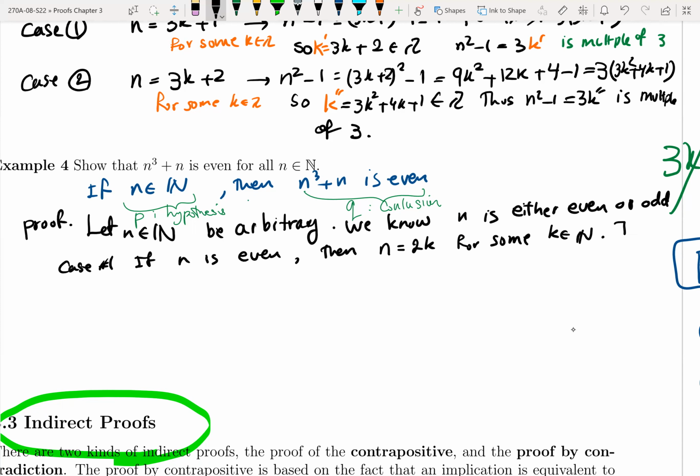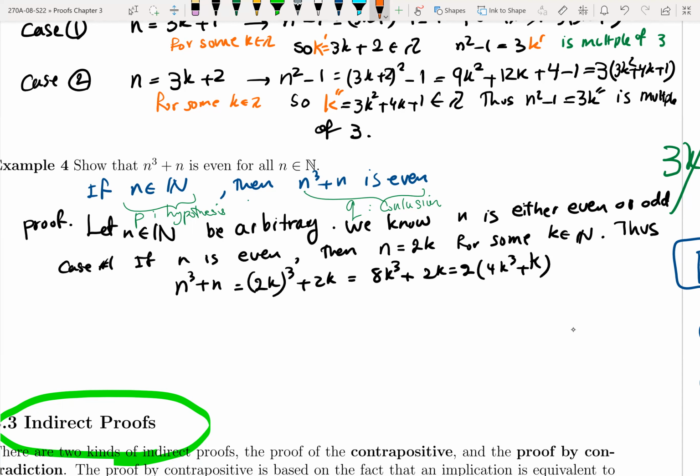So then try to make n cubed plus n. That would be (2k) to the power of 3 plus 2k, so that's 8k cubed plus 2k. And then you factor a 2 out. That works, right? That's exactly what you want: a 2 times something. So for even numbers, it seems to always work.